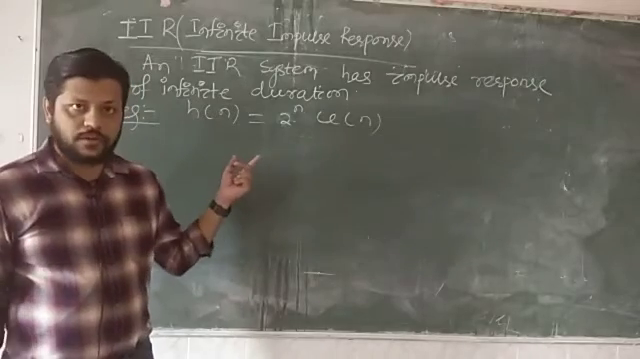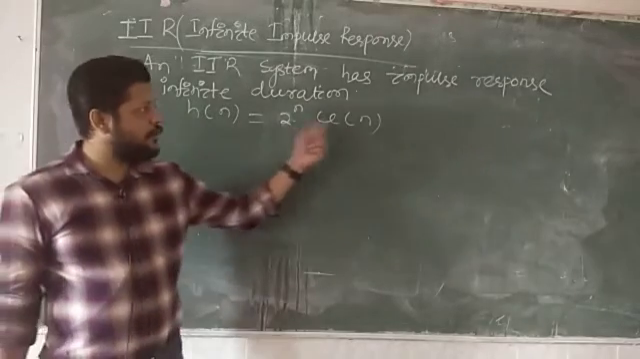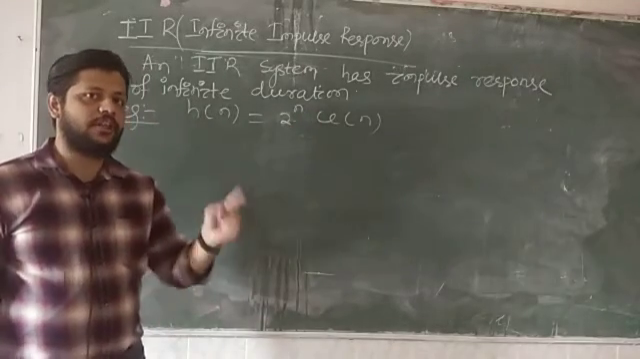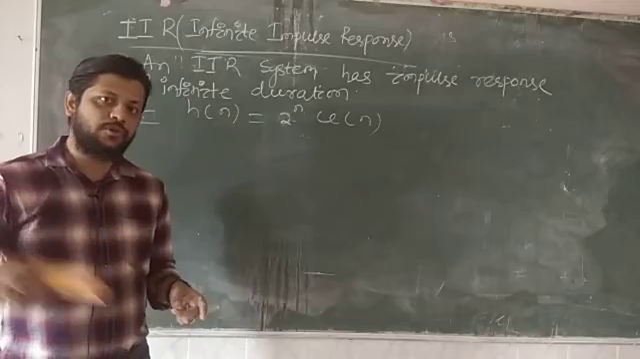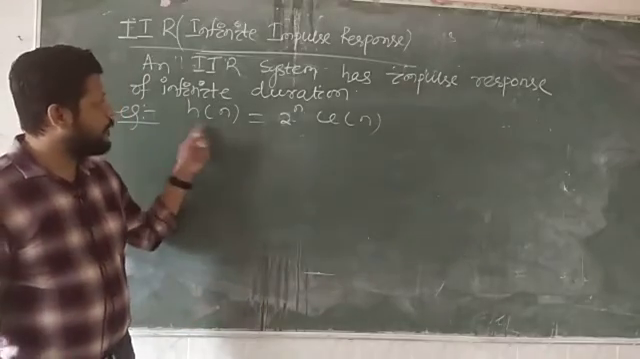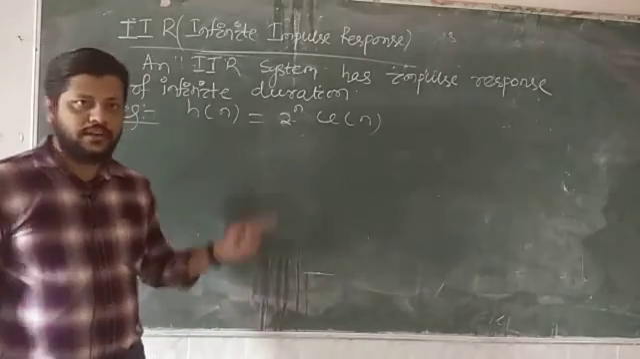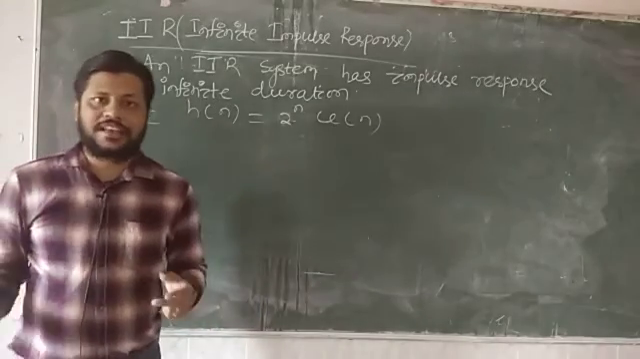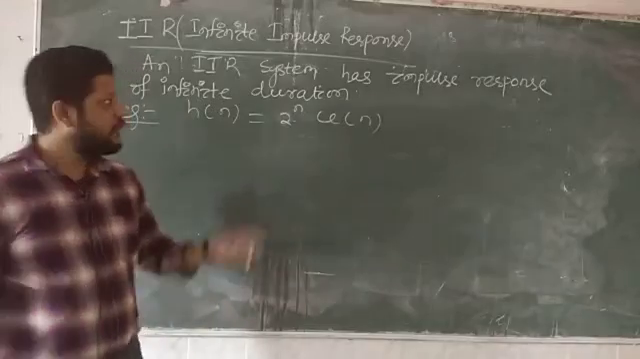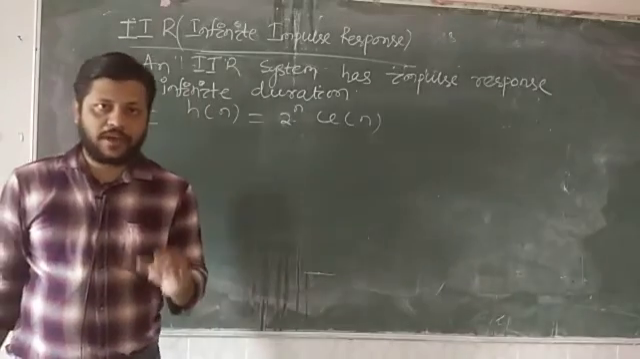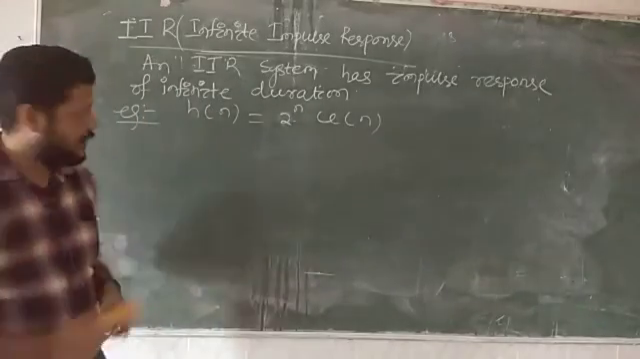In this case I have written the example 2 to the power n u[n]. So obviously for n greater than or equal to 0, that is from 0 to infinity, we can find the impulse response. So that's why this type of impulse response is an infinite duration impulse response, and that's why the system is known as infinite impulse response.